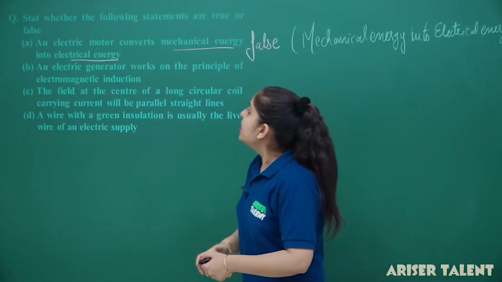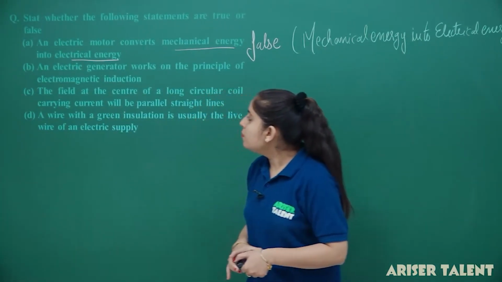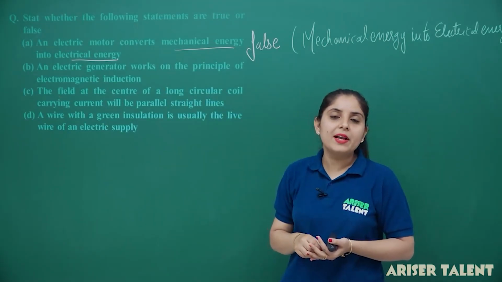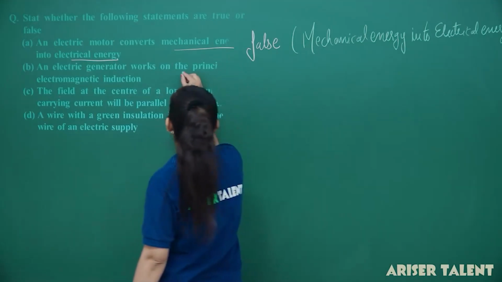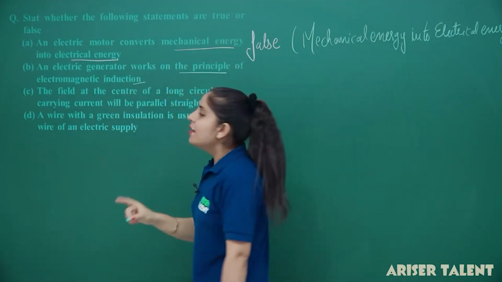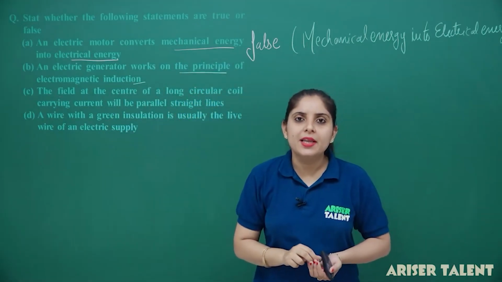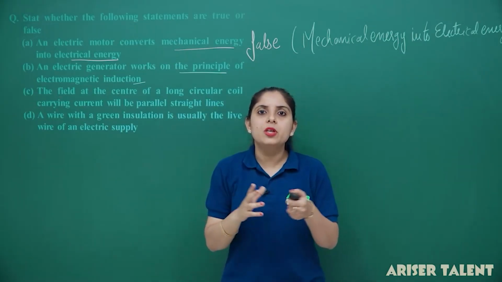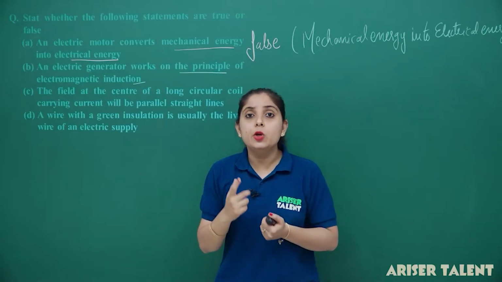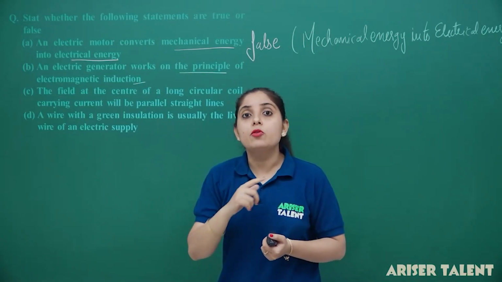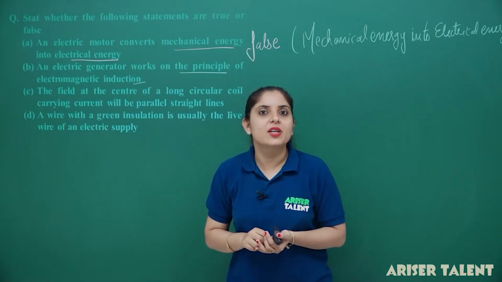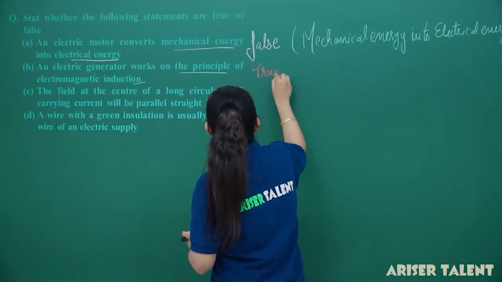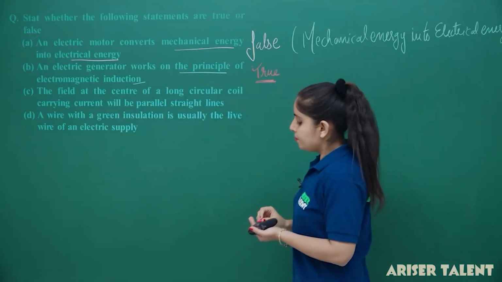Now let us move to the B part we have. Electric generator works on the principle of electromagnetic induction. So this statement is absolutely correct. Electric generator is working on the electromagnetic induction. It means when the flux linked with the coils changes, there will be an induced EMF in the circuit. That is the definition of electromagnetic induction. So this option is correct here. So I can write here this statement is true.